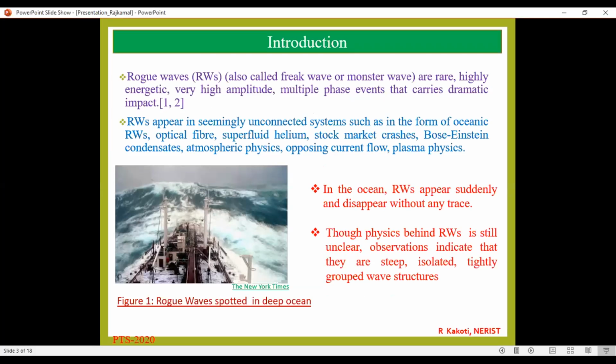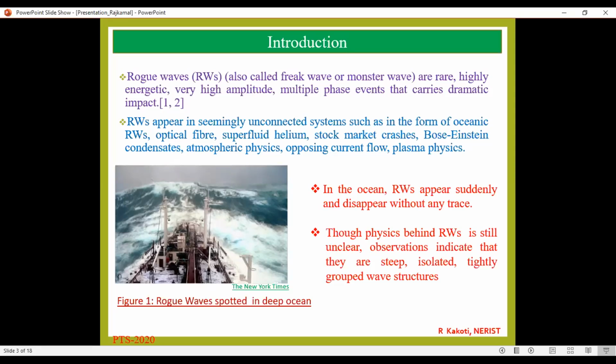that carry dramatic impact. Rogue waves appear in seemingly unconnected systems, such as oceanic rogue waves and optical fiber, superfluid helium, stock market crashes, and Bose-Einstein condensates in plasma physics, etc. The figure shows a picture of mountainous rogue waves spotted in the sea. In the ocean, rogue waves appear suddenly and disappear without any trace.